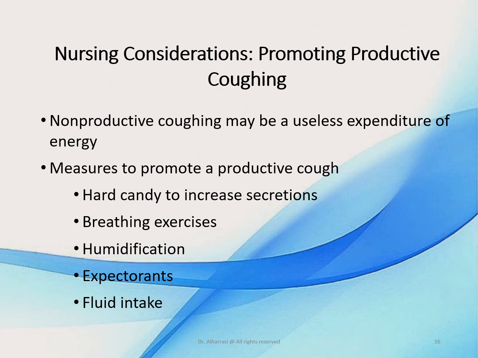Another nursing consideration is to promote productive coughing, because non-productive coughing may be useless, and it also requires a lot of energy from the older adult. That's why we need to promote productive cough. So how to promote a productive cough? Number one, we need to do breathing exercise, and we may also induce it by humidification. We may use expectorants, like fluid expectorants. Also, we instruct the older adult to increase fluid intake.